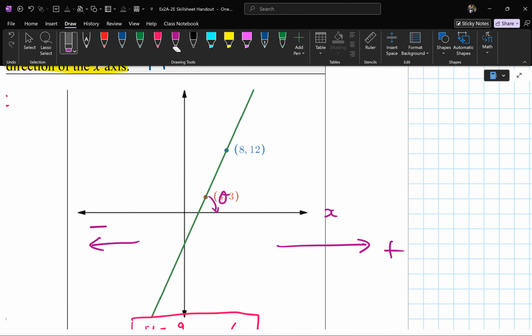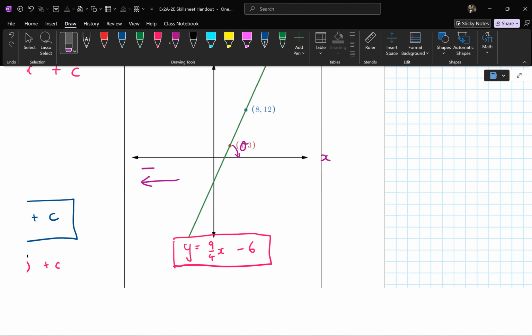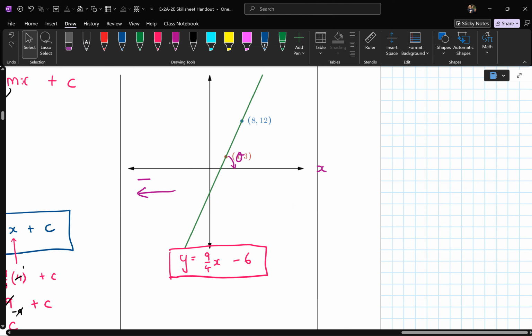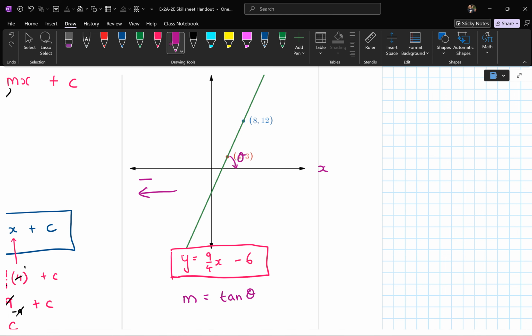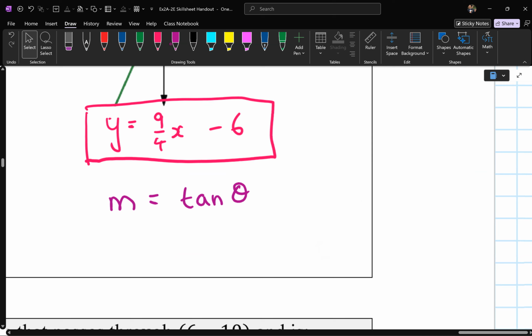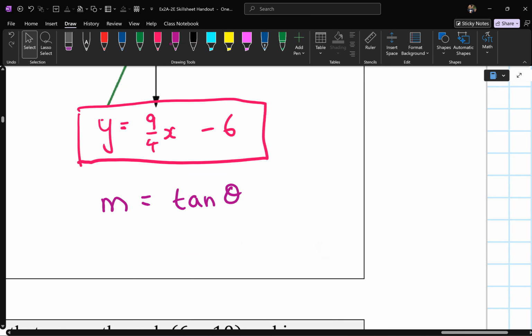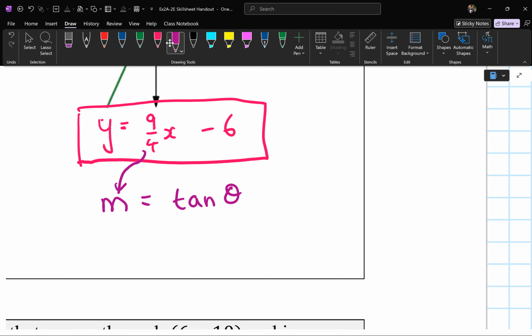Now, I gave you a formula before for the gradient, and it has an angle. What's the gradient equal to again? Tan of theta. There's the angle there. What's the gradient? 9 over 4. We already figured it out. We said m was 9 on 4 before. So you're really doing back to year 9 maths again: 9 on 4 equals tan of theta.